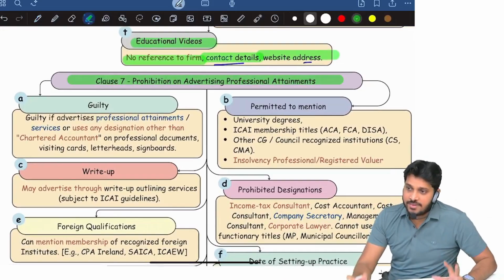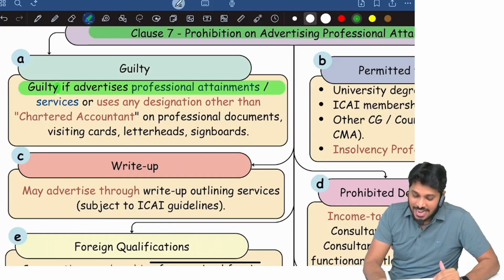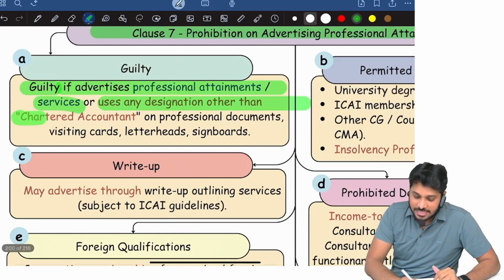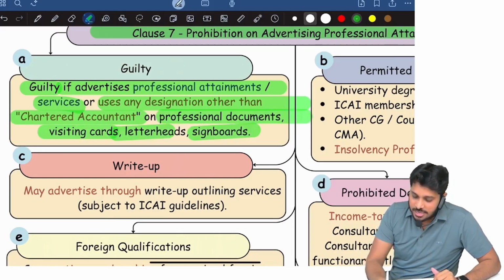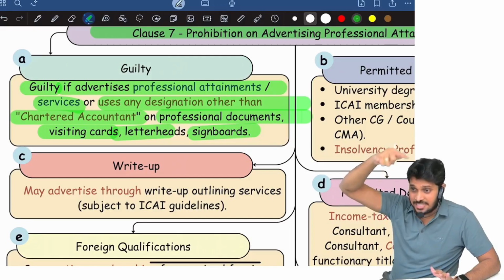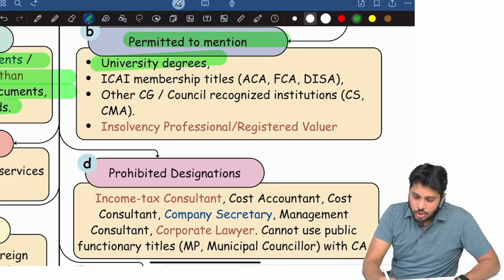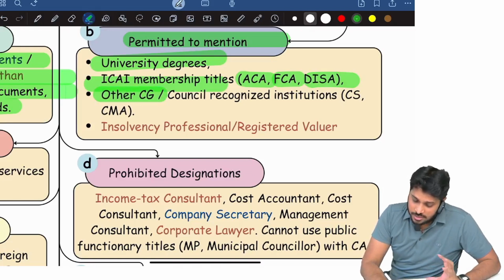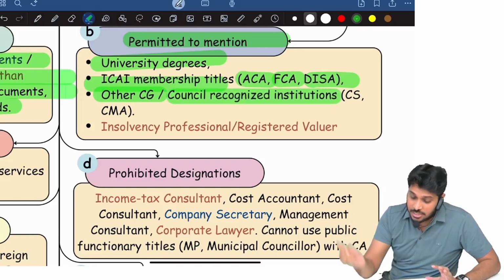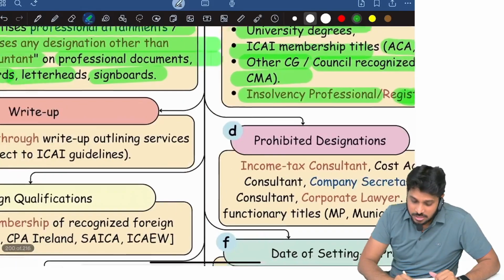Can a CA advertise professional attainments and all? No. Guilty if at all you are advertising professional attainments or services, or use any designation other than chartered accountant on professional documents, visiting cards, letterheads or signboards. This is similar to section 7 which we already discussed, using other designations. Permitted: you can mention university degrees, ICAI membership titles like ACA, FCA, DISA, and other central government or council recognized qualifications like CS, CMA. You can also mention insolvency professional and registered valuer.